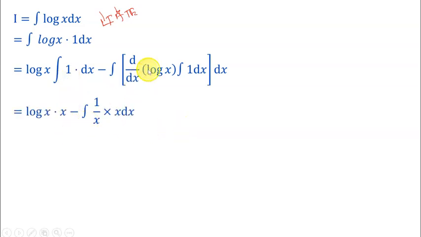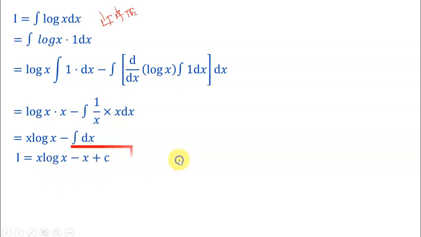Integral of 1 is x. Derivative of log of x is 1 upon x. Integral of 1 is x. x gets cancelled. Then x into log of x minus integral of dx. Integral of dx is x. Hence, you will get the answer: I is equal to x log of x minus x plus c. This is the answer. Okay. Now, next.